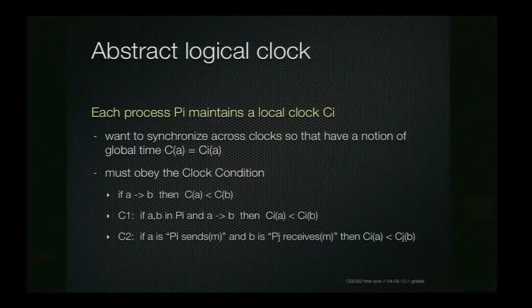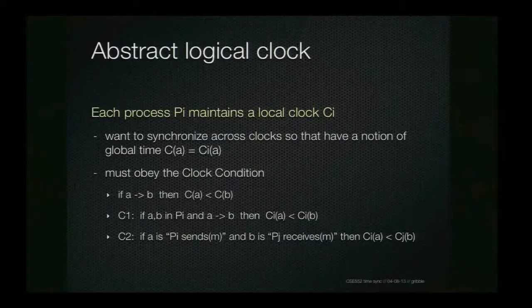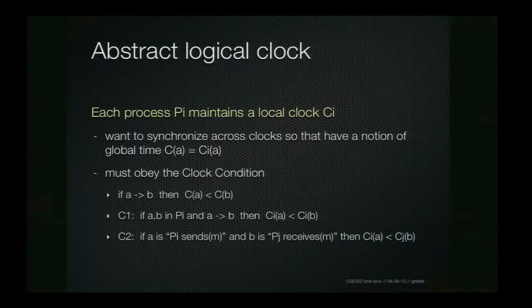So basically, if we have two events such that A happens before B, then we want the abstract clock reading for event A to be less than the abstract clock reading for B. We should just be able to compare logical timestamps, and if A happens before B, we can be ensured that the logical clock of A is less than the logical clock of B. Okay, so that's basically what we're trying to build.